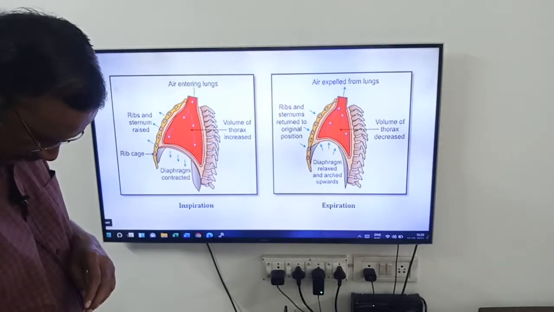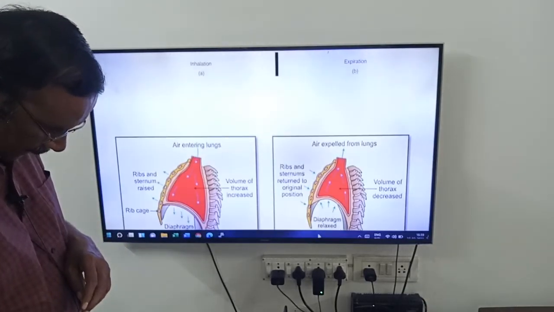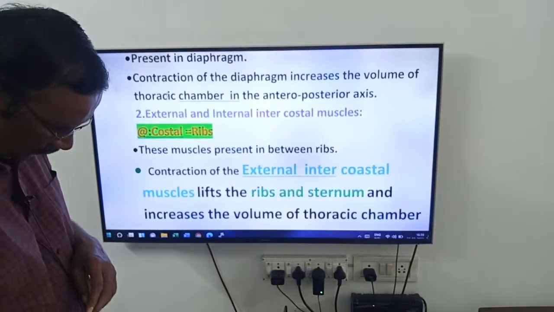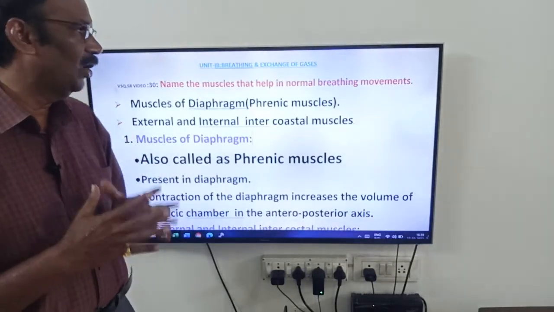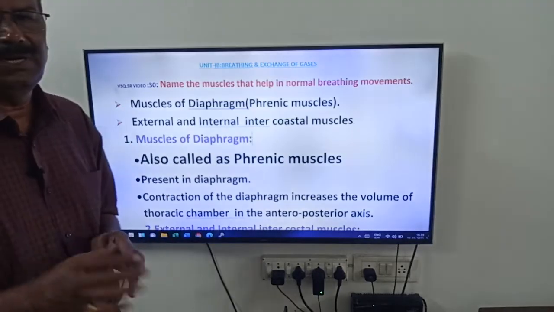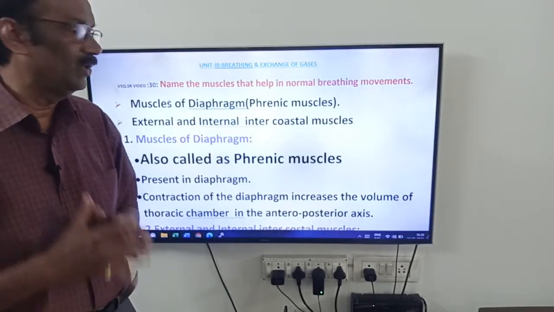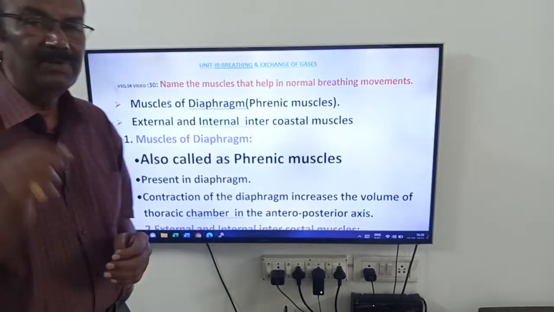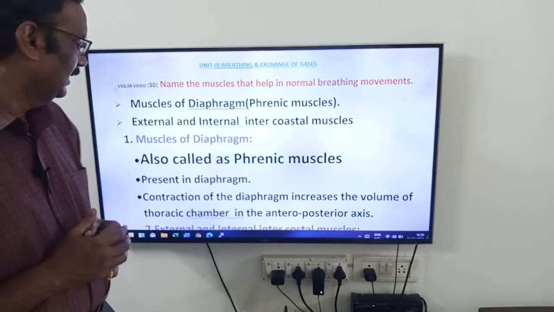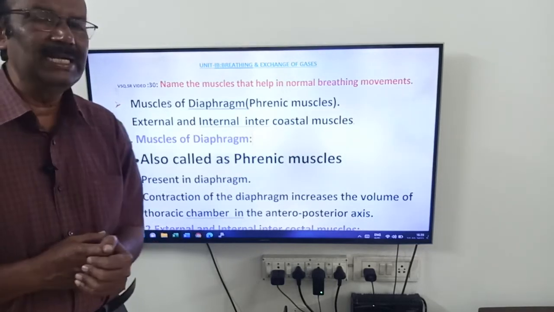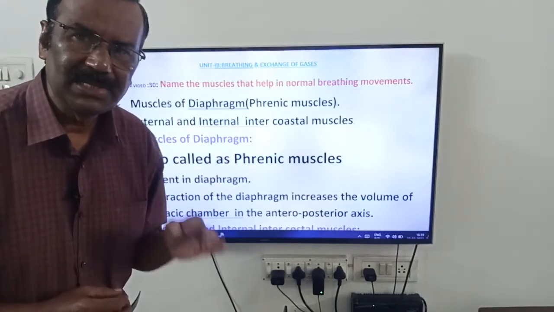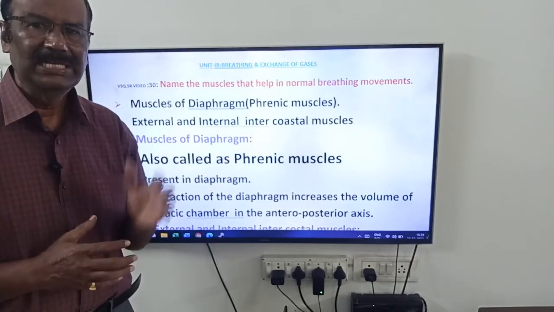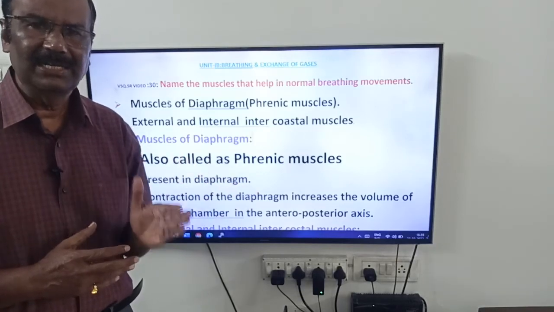Now once again you remember, friends, what's your question? Name the muscles that help in normal breathing movements. You have to remember two words. One is muscles of diaphragm. Second one is external and internal intercostal muscles.